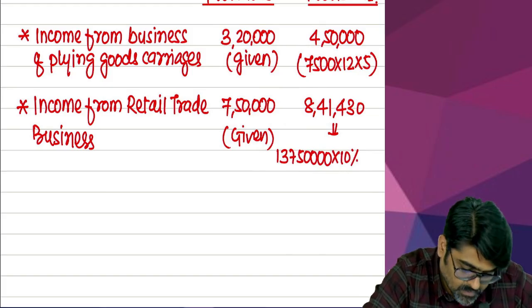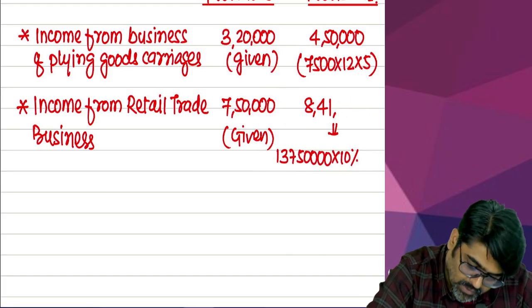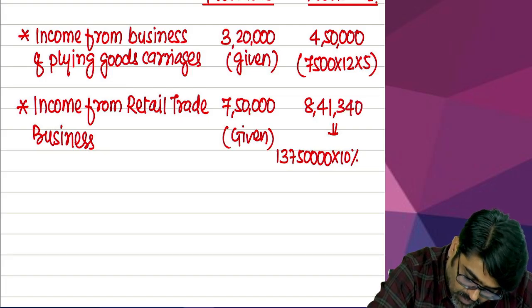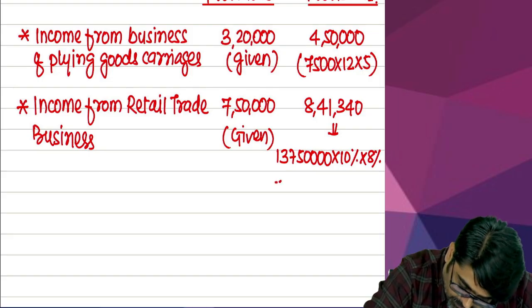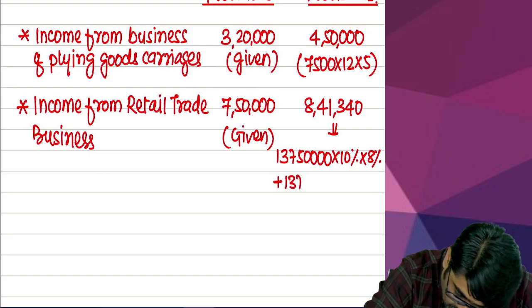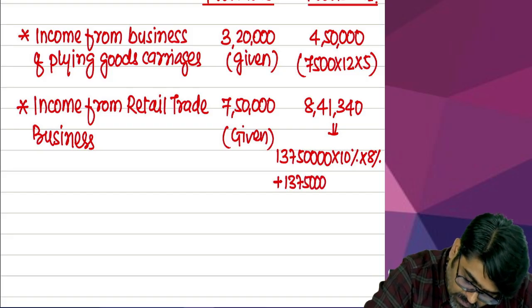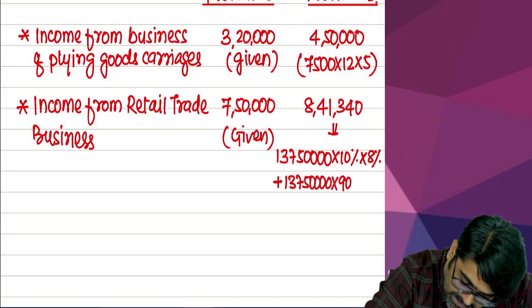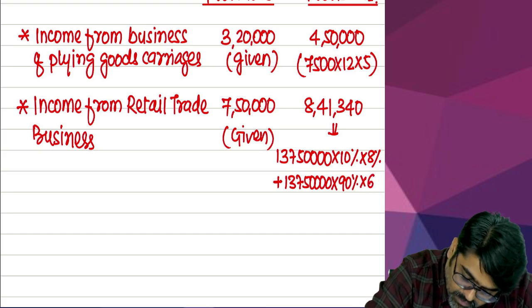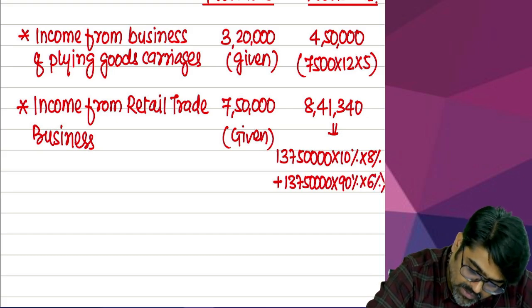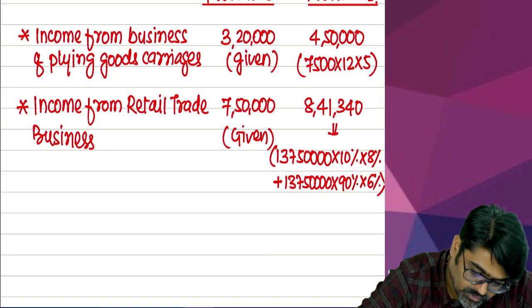340. 41,340, no? Okay. Into 8% and plus 137,50,000 into 90% into 6%. This you have done, no? That you are showing here.